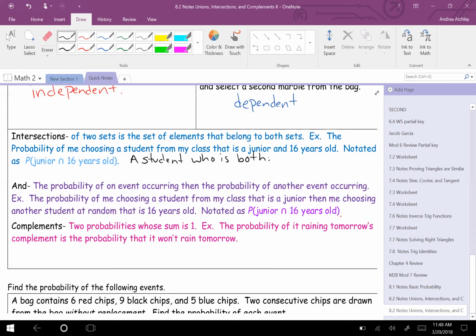Okay, and is the probability of one event occurring, then the probability of another event occurring. So with an and, there's two events happening, two things happening.